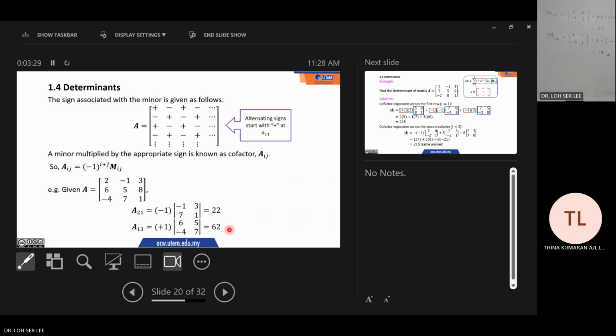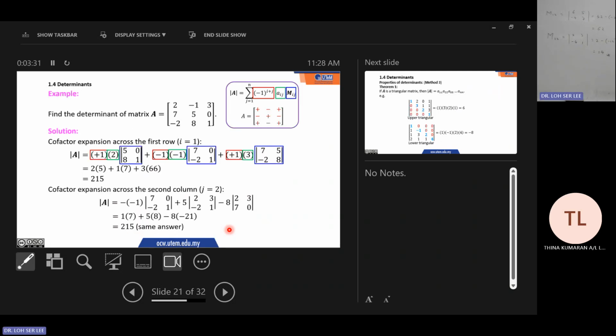Now we look at the next one, how to find the determinant of a matrix by using cofactor expansion. Remember, this is your formula to get the determinant of A. We need these three components: alternating sign multiplied to the entry multiplied to the minor.